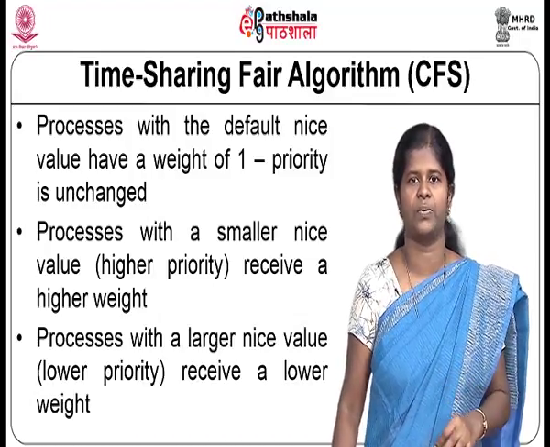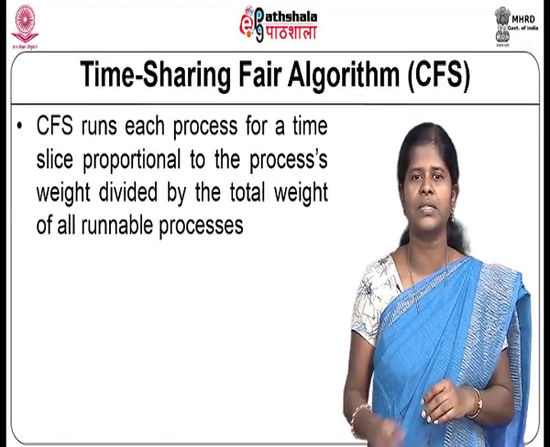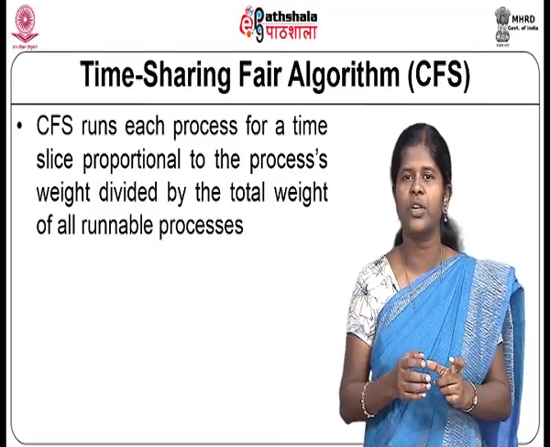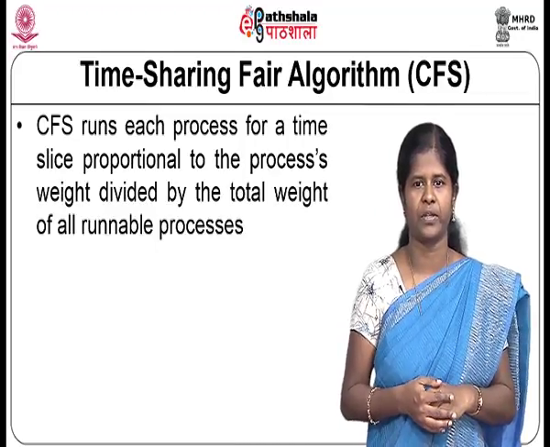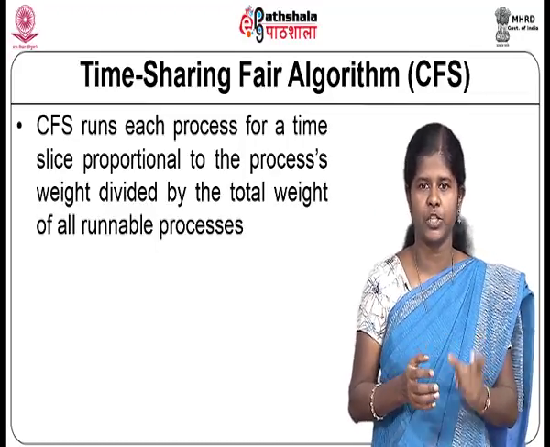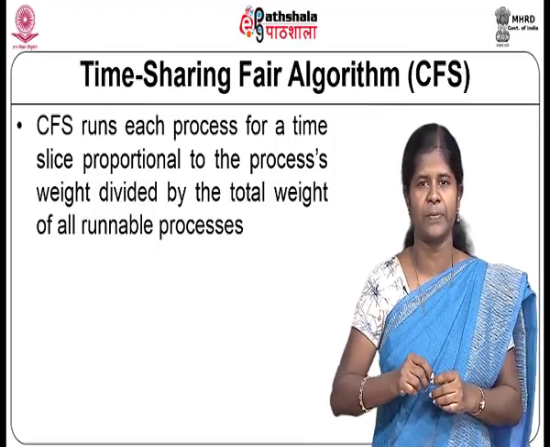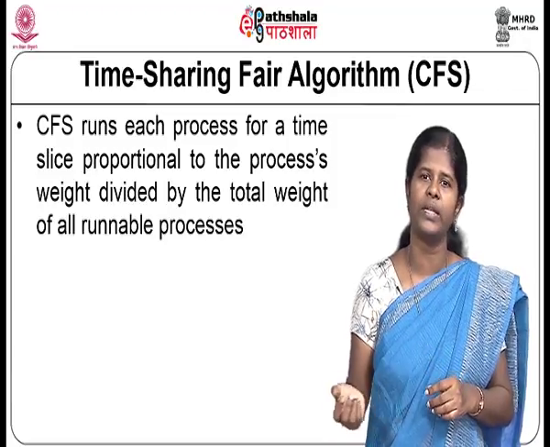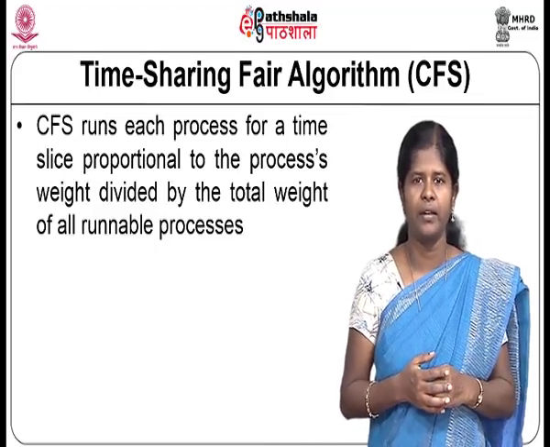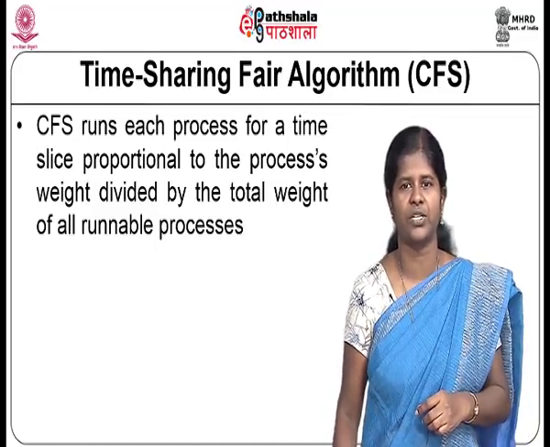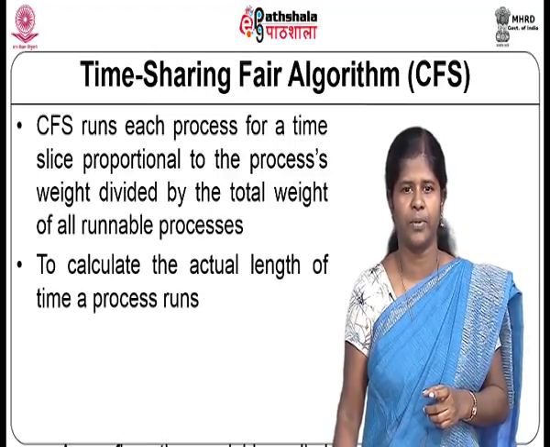So, based on the nice value, a weight is assigned to each process, and based on this weight, the CFS algorithm decides the time duration for which a process should run. The CFS will run each process for a time duration proportional to the weight of the process divided by the total weight of all the running processes. So, if the weight of the process is less, it will get a shorter time duration. If the weight is high, it will get a longer time duration to use the CPU.